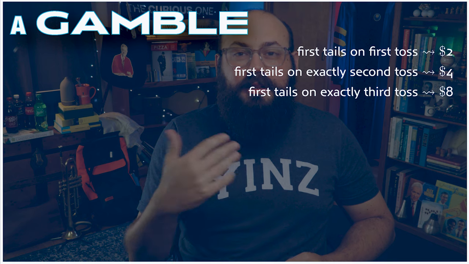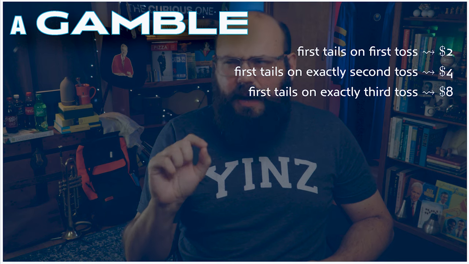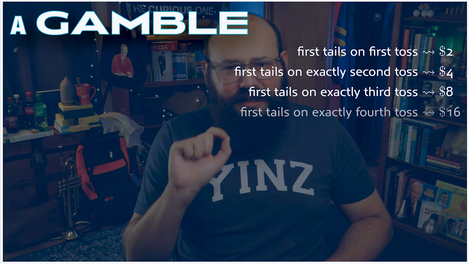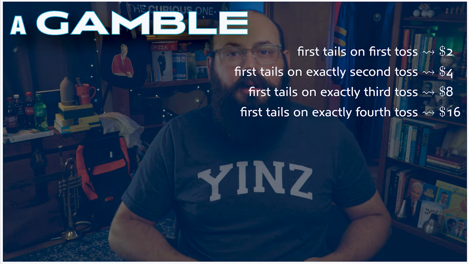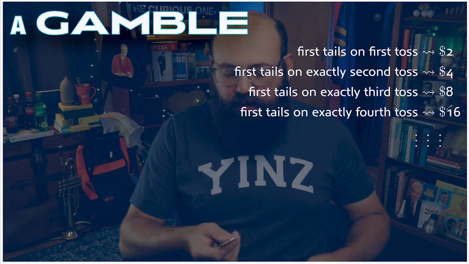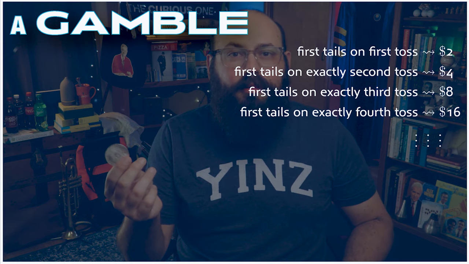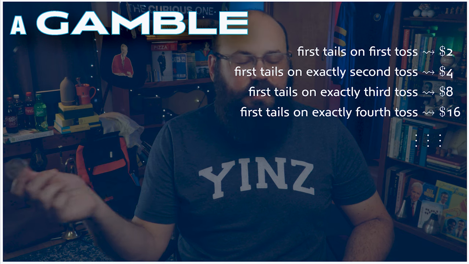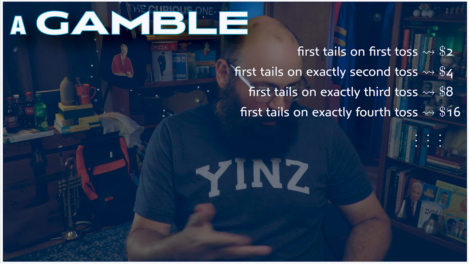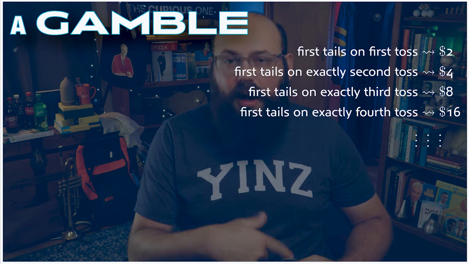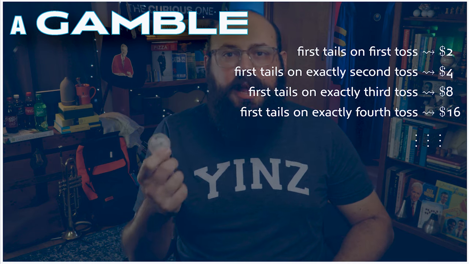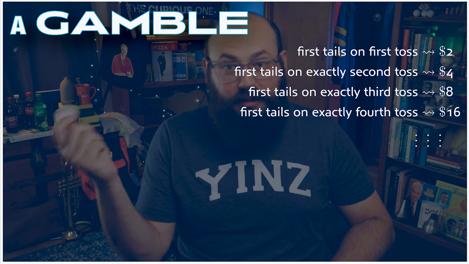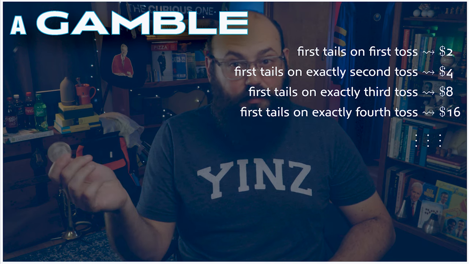And the game is over then. And if it comes up heads, then I toss the coin again. And if it comes up tails on exactly the fourth toss, then you get $16. It just keeps doubling, 2, 4, 8, 16, and so on, right? Theoretically speaking, I could toss this coin an infinite number of times, and it's highly unlikely, but it's possible that it would come up heads for a very long sequence. I could toss 1,000 heads in a row. It's improbable, but it's possible.